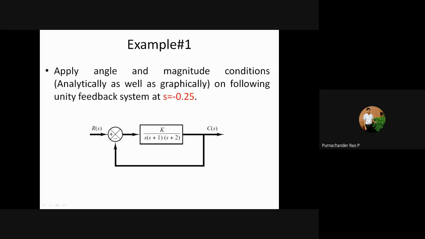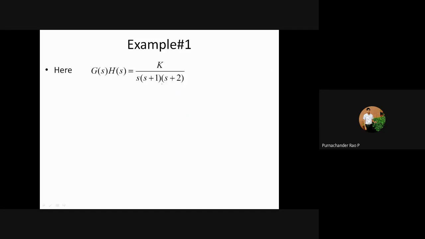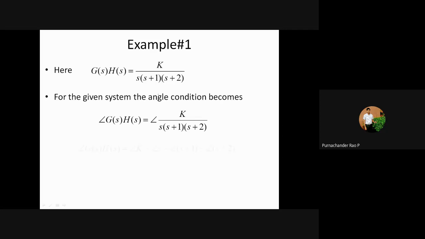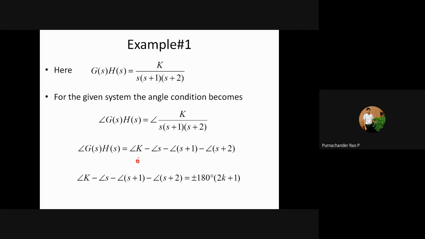Okay, just as an example, let us take the given system as K divided by s(s+1)(s+2). We need to check whether s equal to minus 0.25 is a point on the root locus or not. So we need to check this point. For that I will take the angle condition. Here the angle of the numerator, the angle of K, is going to be 0. Then the angle of s, the angle of s+1 and the angle of s+2. So here this angle will now be 0.